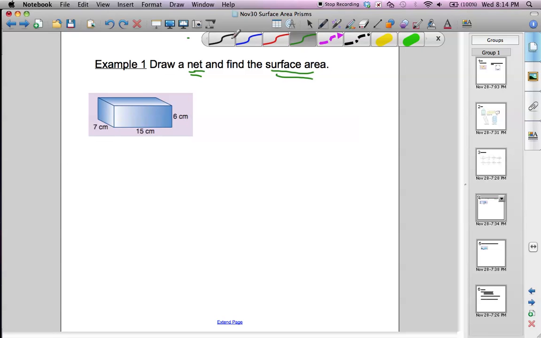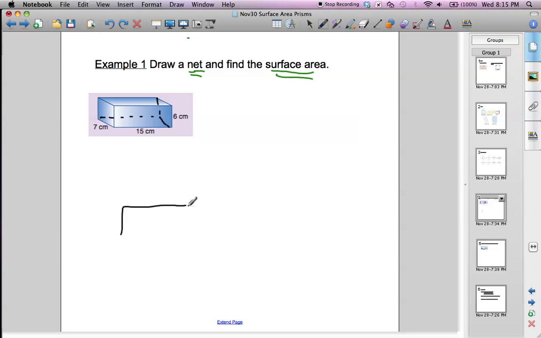So if I were to draw the net, I'm going to start with the bottom face, which is a 7 by 15 rectangle. Let me draw a sketch of that. That's a 7 by 15 rectangle. And notice in the front we've got a 15 by 6 rectangle, so we can extend that there. That's a 15 by 6 rectangle.